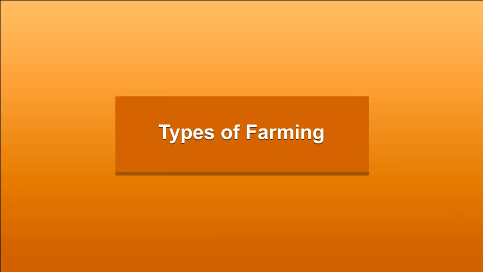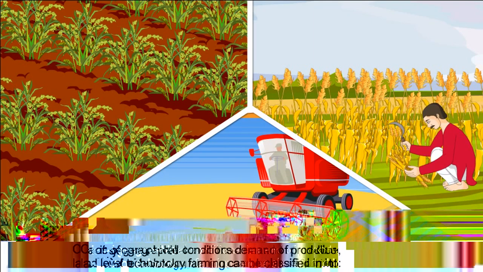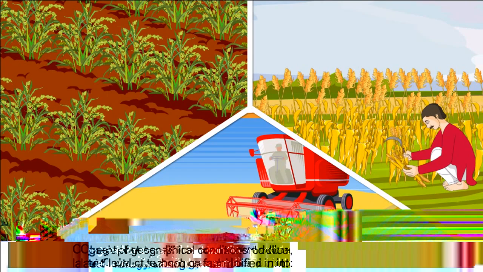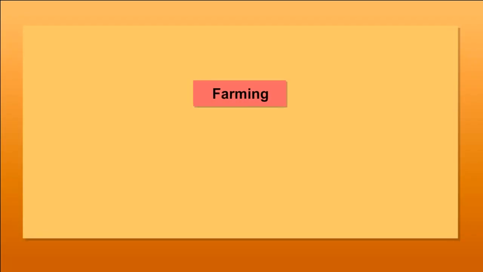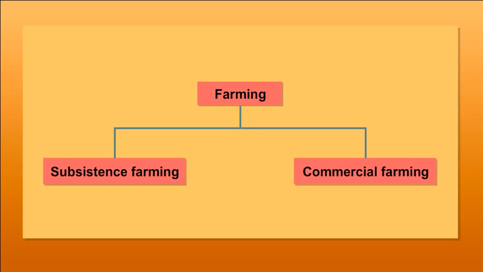Types of farming. On the basis of geographical conditions, demand of produce, labor and level of technology, farming can be classified into subsistence farming and commercial farming.